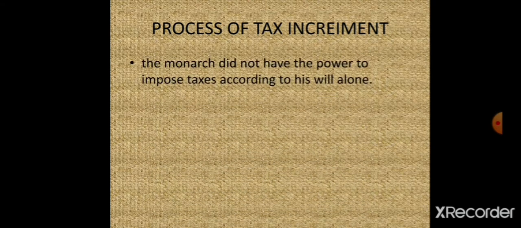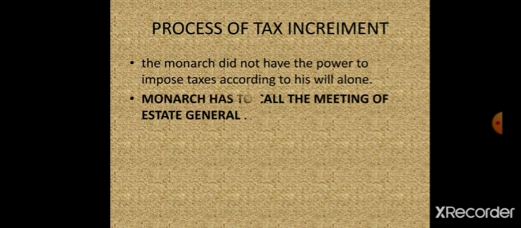So, first, we need to understand the process of tax increment in France at that time. Whenever the French monarch wanted to increase taxes, he did not have the power to impose them according to his will alone. He had to call a meeting, known as the Estates General meeting. That means the king was unable to increase taxes on his own, and for this process he had to call the Estates General meeting.